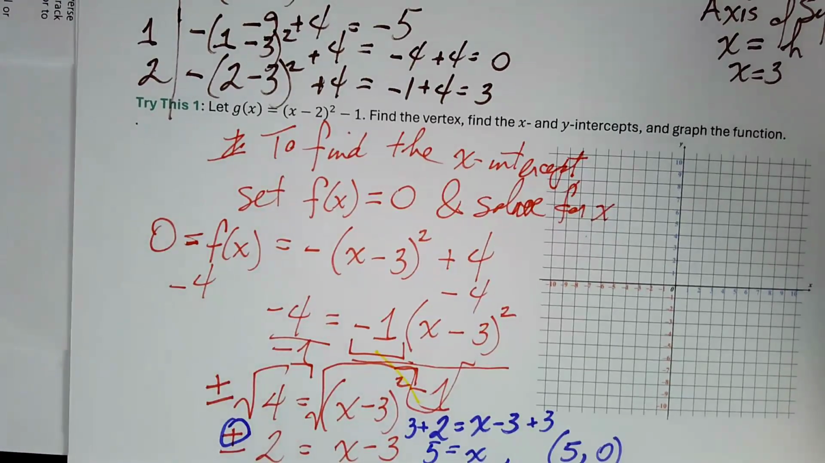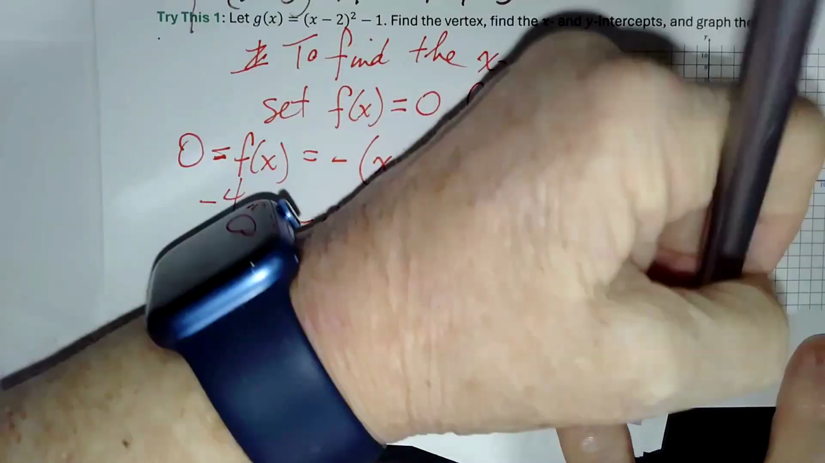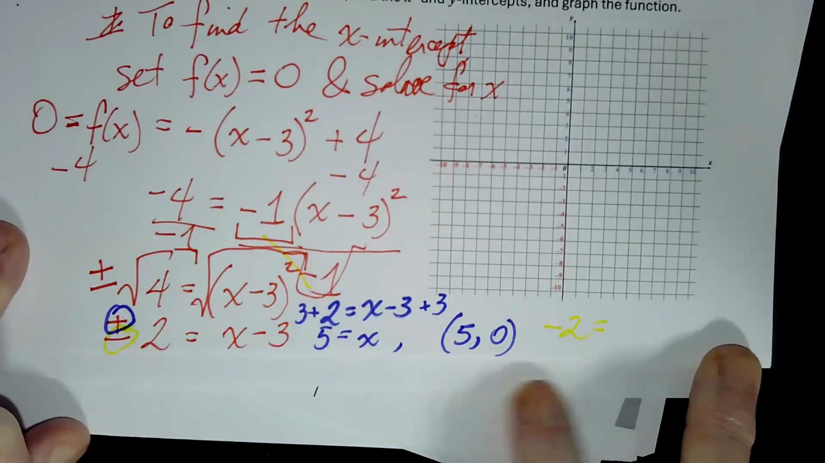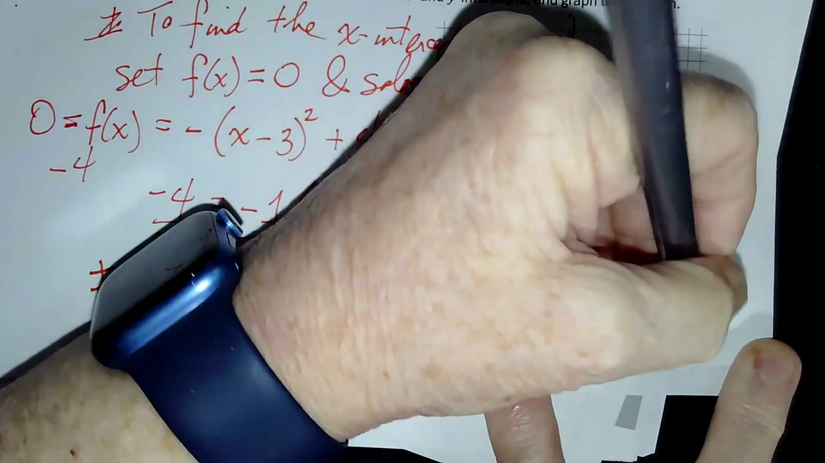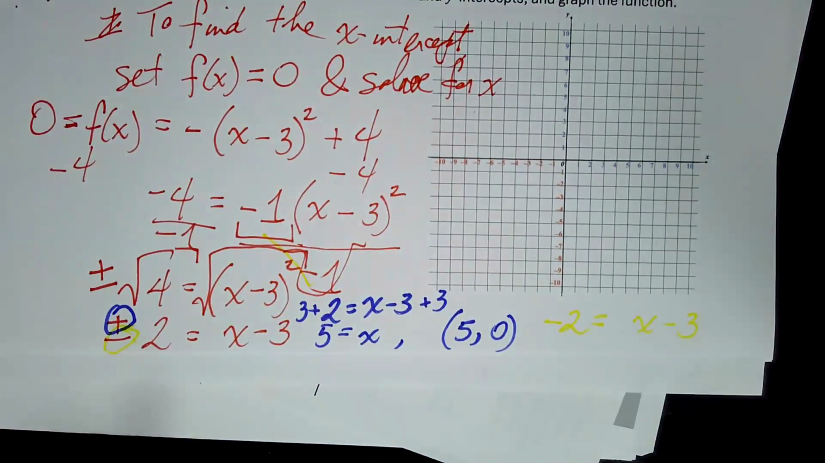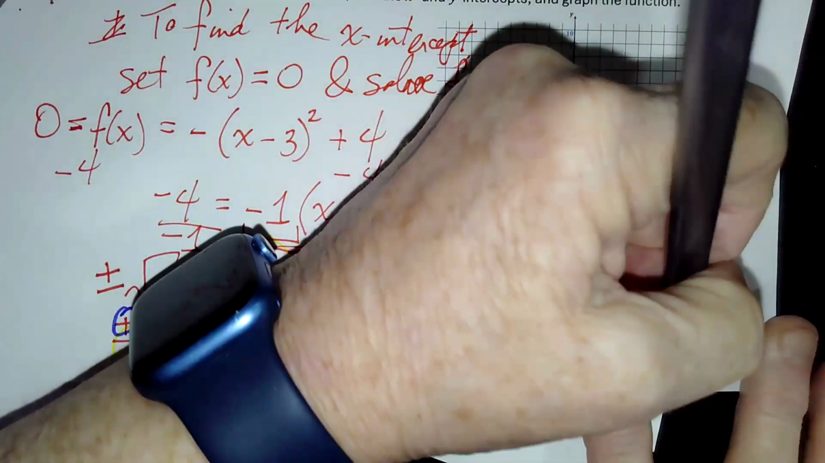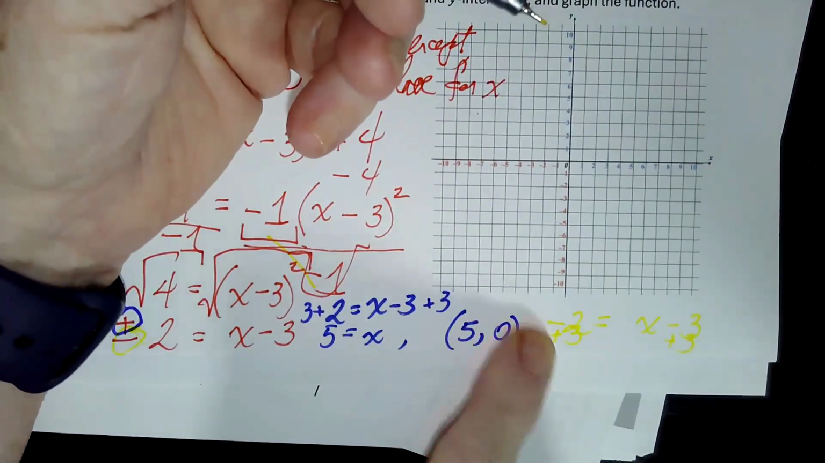So now let's use the minus sign. So we've got -2 is equal to x minus 3. And how can I solve for x? Add 3 to both sides. Negative 2 plus 3.